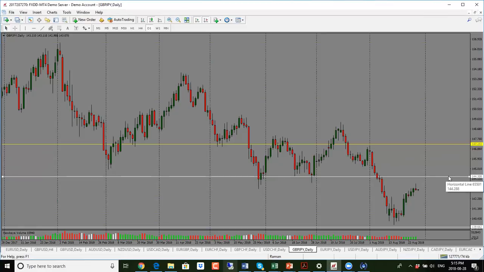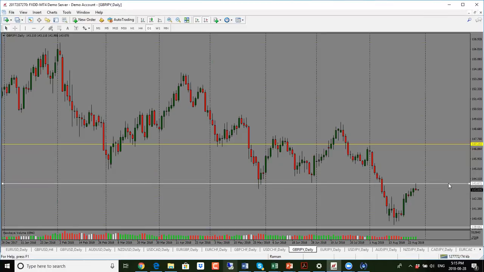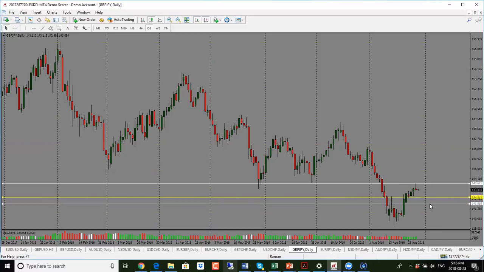Pound yen, we have a pin bar on this. And so this one is looking bearish here and looking for price to drop. And the target here would be a 142.50 level here. That would be the first target. And then the second target would be 141.80 levels. So pound yen biases to the downside. And we have a little pin bar on here.